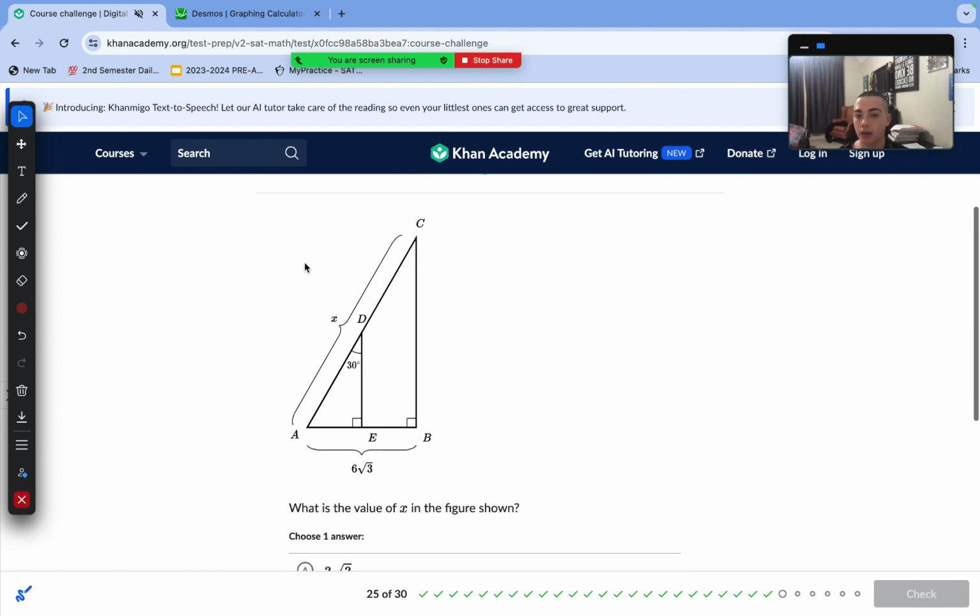What is the value of x? We need to use special triangles here. Since this angle is 30 and these are similar, that means that this angle is also 30. So the 30 degrees opens up to the x side.